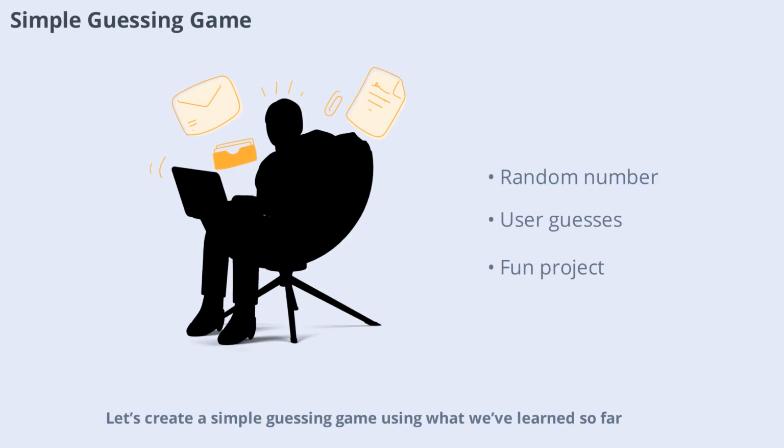Let's create a simple guessing game using what we've learned so far. The program will pick a random number and the user will try to guess it. This project combines input, output, loops, and conditional logic in a fun and engaging way.